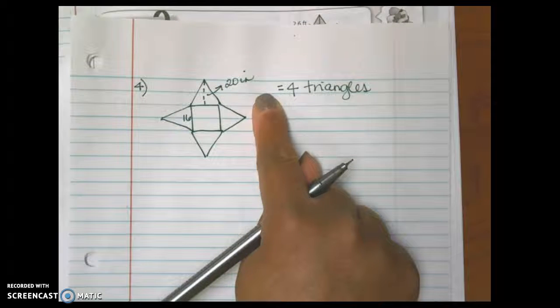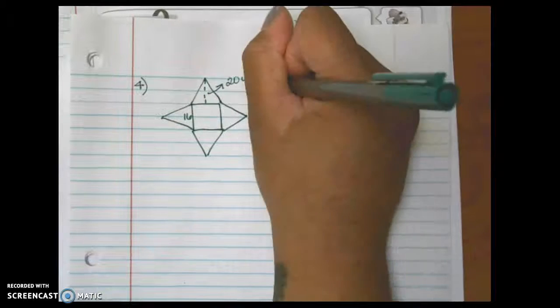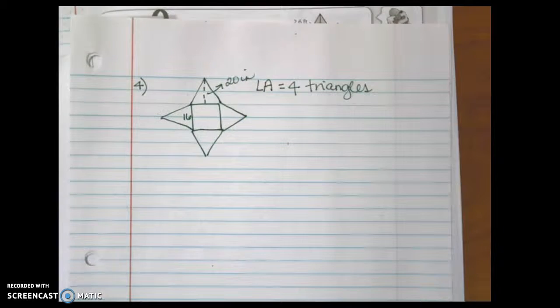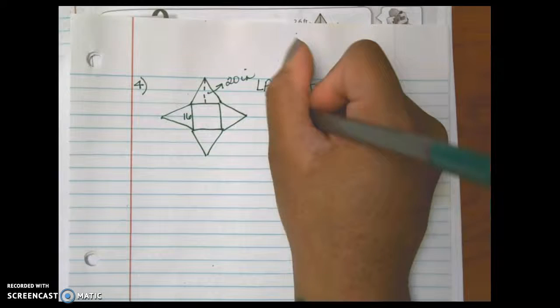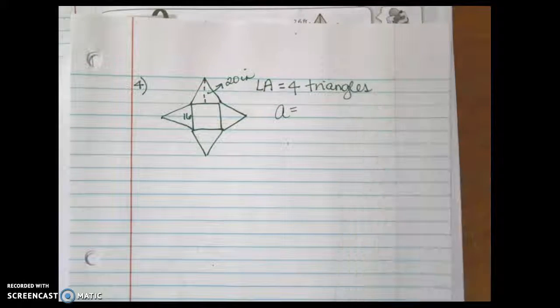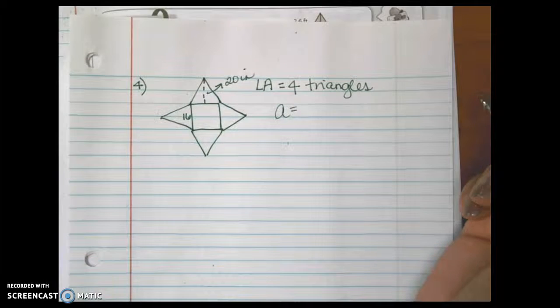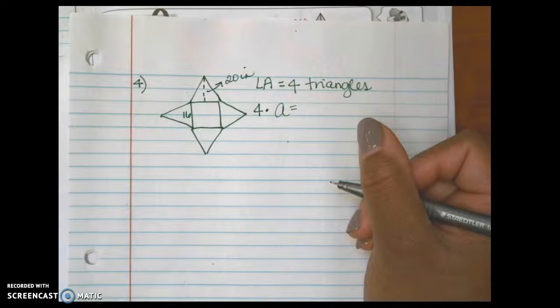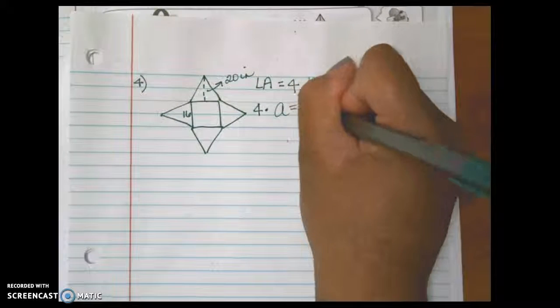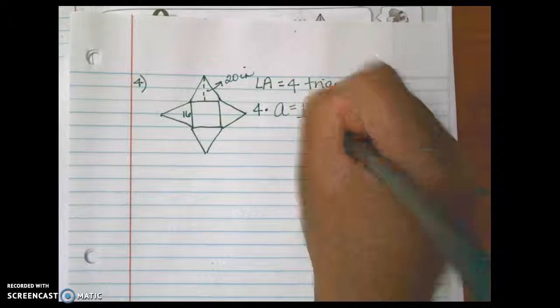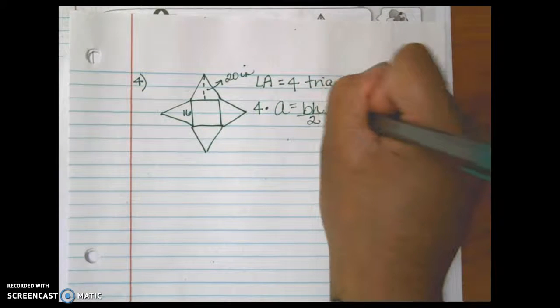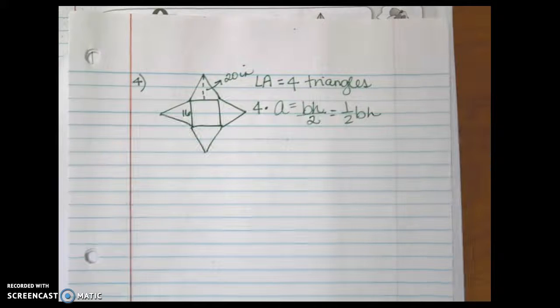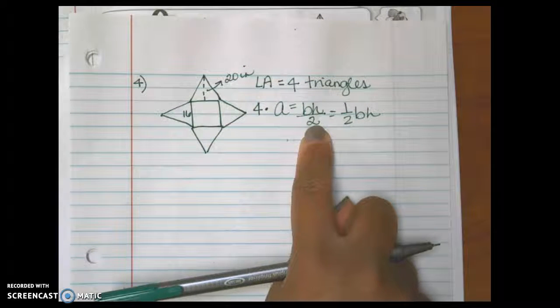What did I write over here? What does LA mean? Lateral area. Lateral area, 4 triangles. Are all of them the same? Yes. So it'll be 4 times my area, which is what? What is the formula for area of a triangle? Base times height divided by 2, or 1/2 base times height. It doesn't matter. I prefer this one though because it's easier to work out.